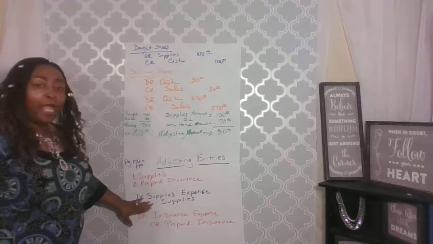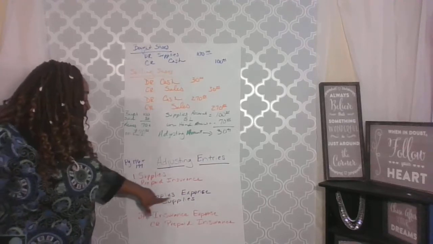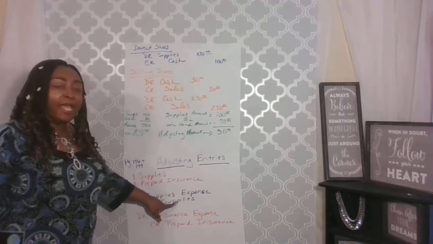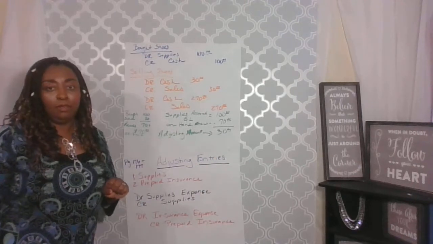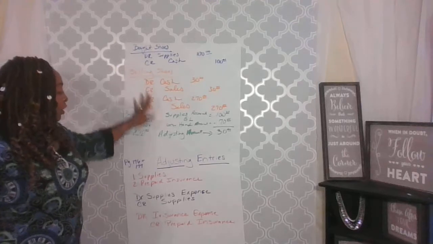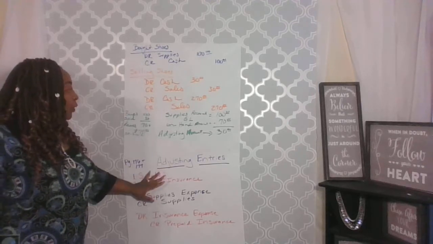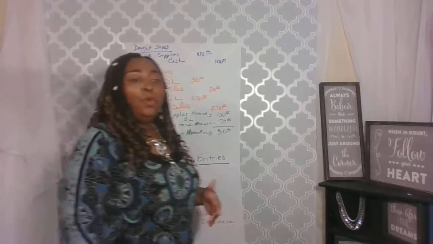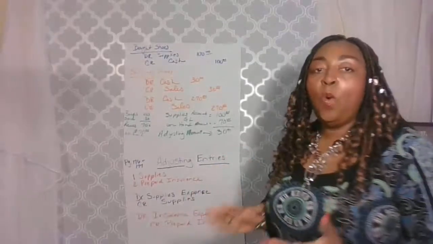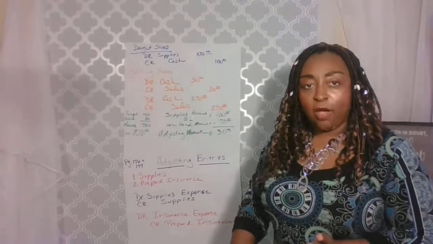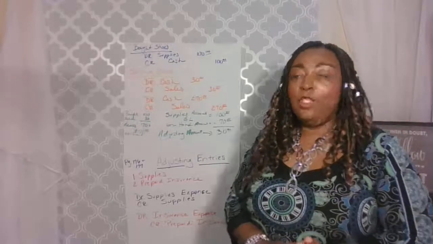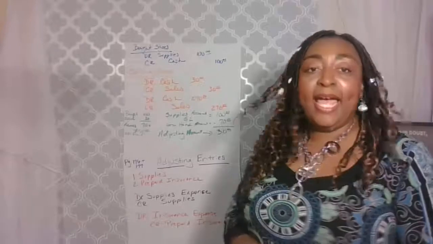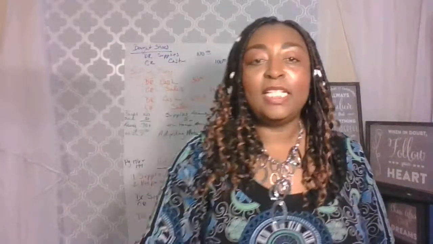So when I go back down to my journal entry, debit supplies expense, credit supplies, the amount that will go here is $30. Okay? So that is how we do the supplies adjustment. So the focus is that we are always adjusting down. We're always adjusting down. Okay? So that is the supplies adjustment.